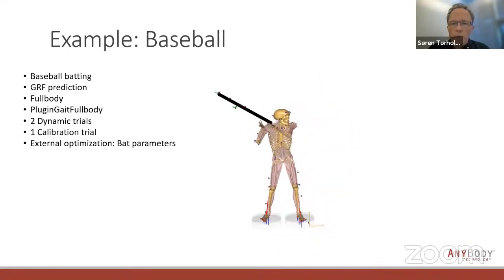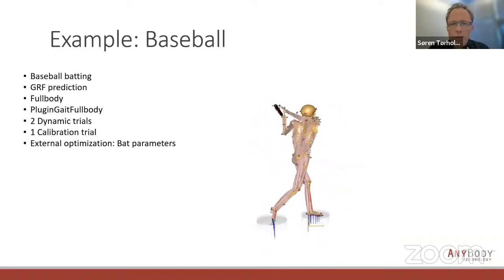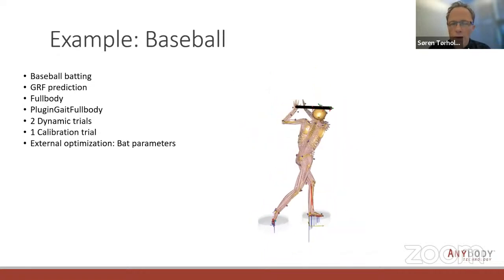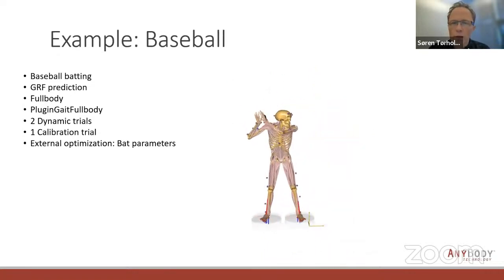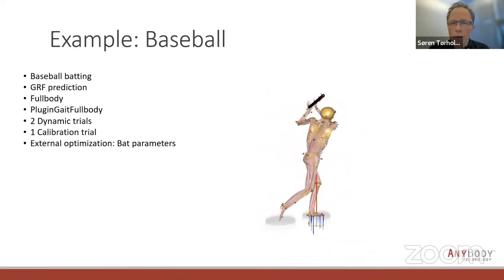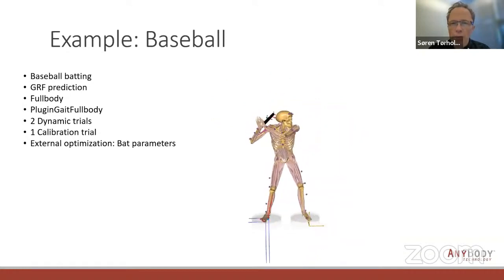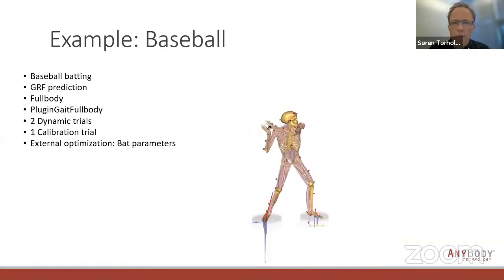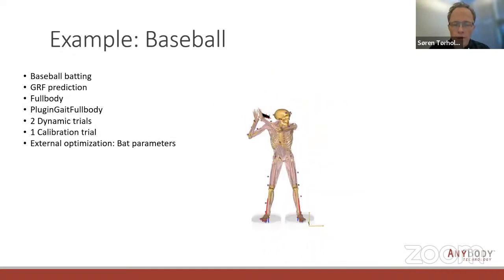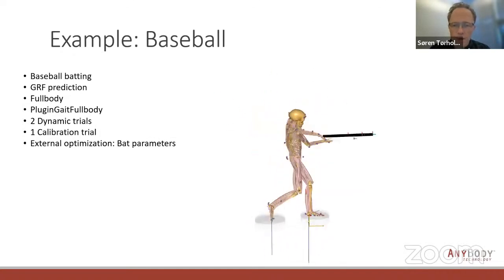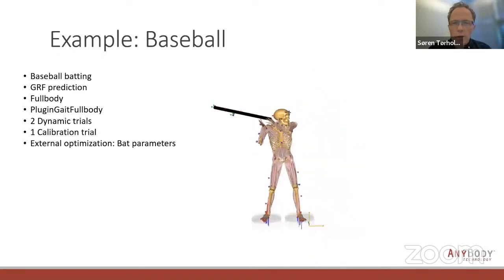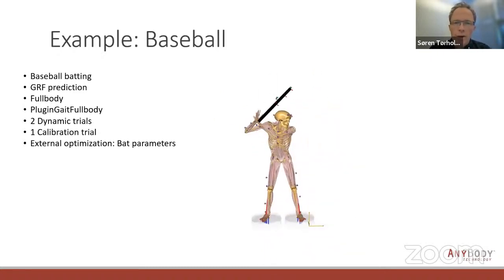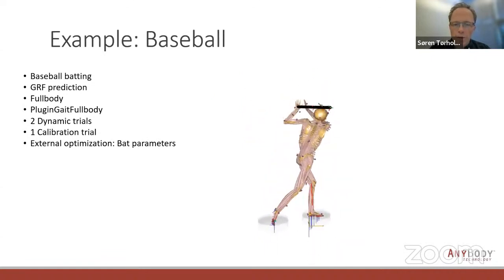So what we did here is that we roughly placed markers on the bat, and then we do an additional optimization of the location of these markers in a separate optimization. I will come back to how this is done exactly. But this allows us to easily incorporate external objects in the model and have their dynamics impact the model.